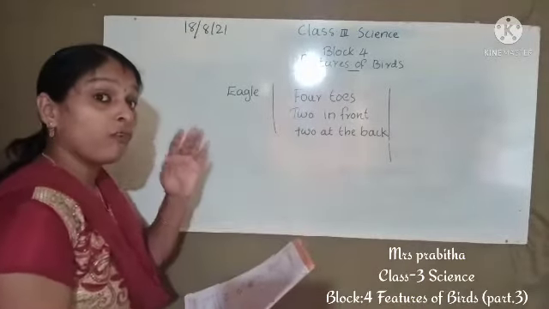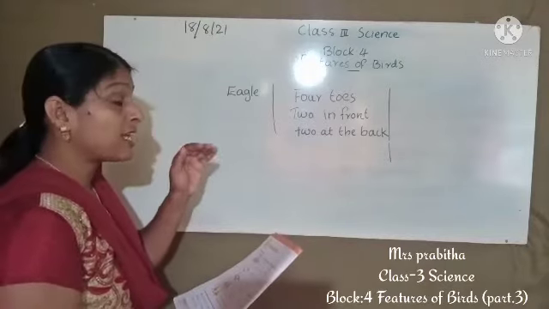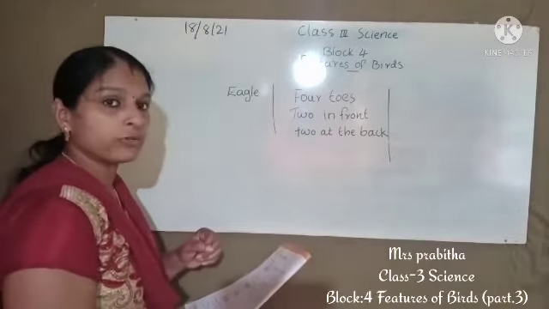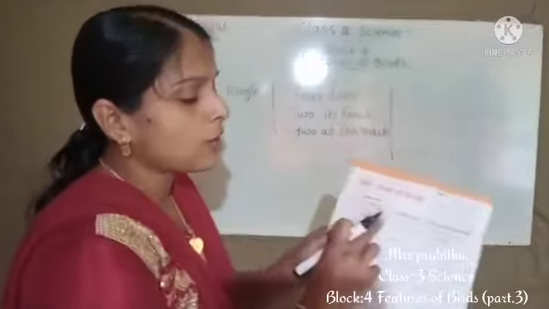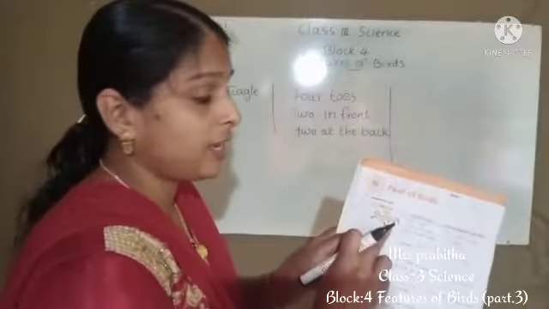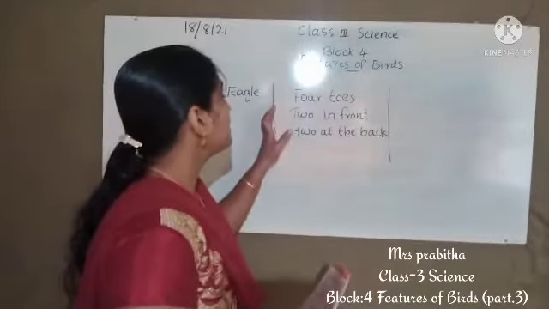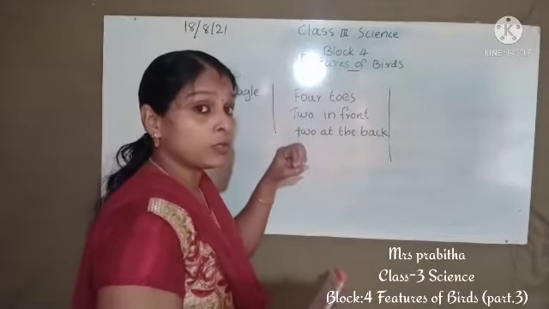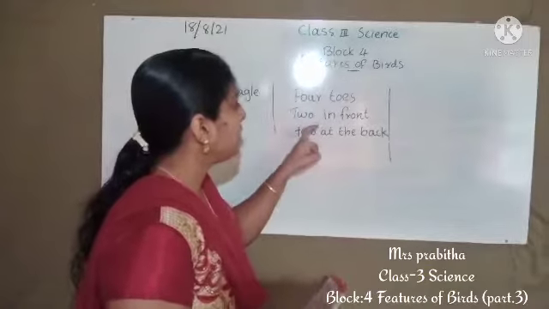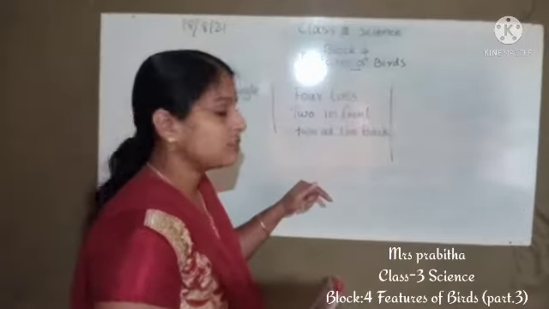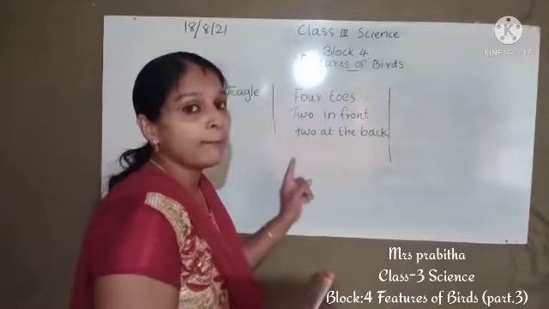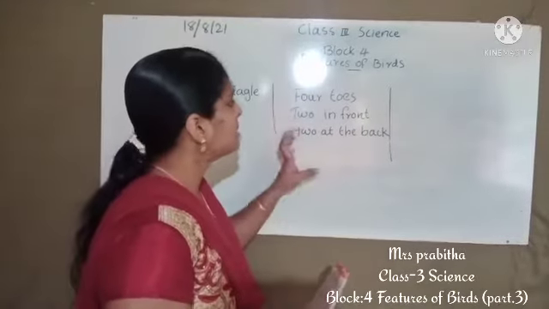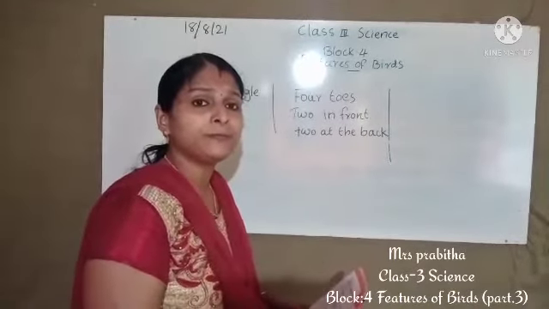How is the foot of an eagle? The eagle's foot has 4 toes, and the toes have sharp claws also. We can see sharp claws on these feet. Two toes are in front and two toes are at the back. Then how does this kind of feet help the bird?